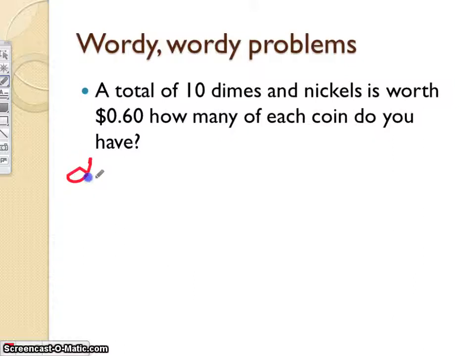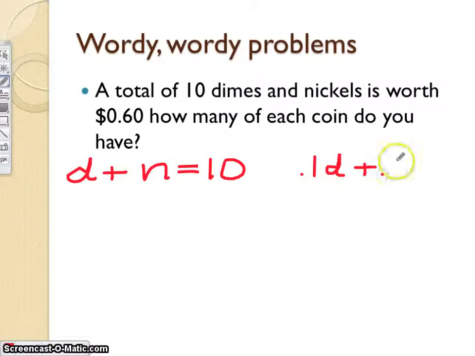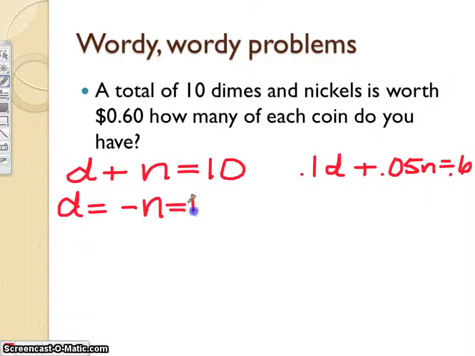So we have the number of dimes plus the number of nickels is equal to 10 coins. We have the value of a dime times the number of dimes plus the value of a nickel times the number of nickels is equal to 60 cents. Again here, substitution is probably your best bet. So let's solve for the number, oops, that should be plus 10. Solve for the number of dimes and then substitute into the other equation.